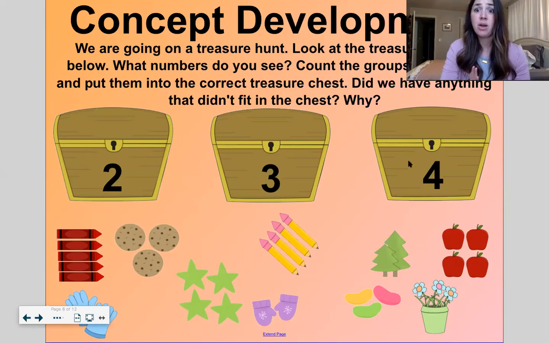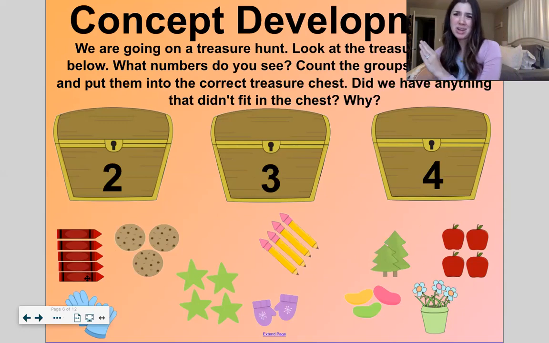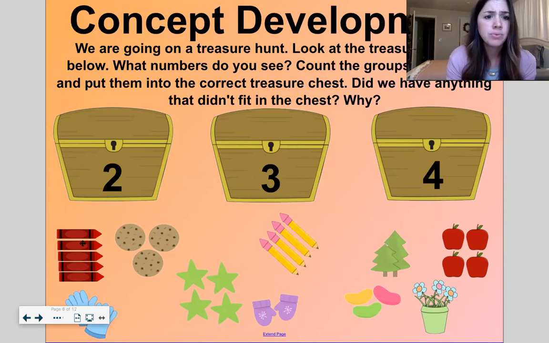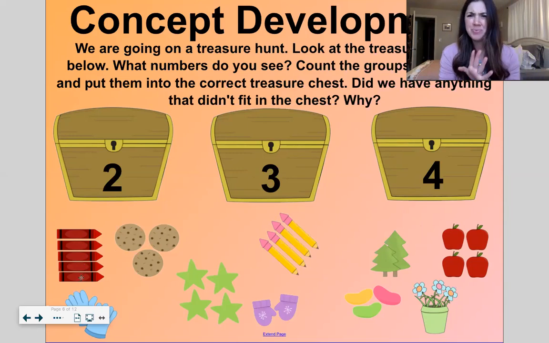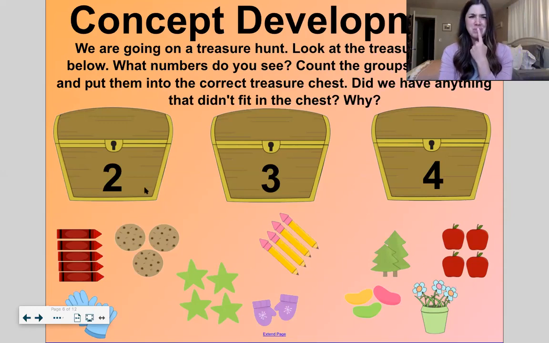So can you help me do this? I need your help. All right, let's look right here at these crayons. When I work, I like to work from left to right to make sure that I don't miss anything. So let's count these crayons. 1, 2, 3, 4, 5. Wait a second. We don't have 5. Let's count this again. 1, 2, 3, 4, 5. Would that belong in any of these chests? No, I don't think so, because that has a 2, that has a 3, that has a 4. All right, let's just leave this one down here for now.